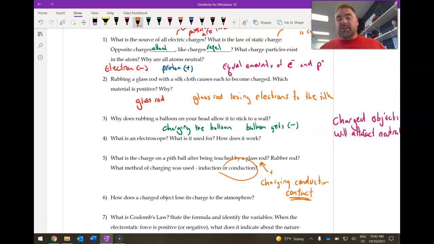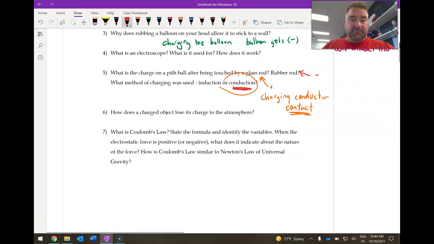So initially the glass rod is positive, and it'll share that positive charge. It'll suck some of the negatives off of the pith ball, and they'll both become positively charged. If it's a rubber rod, that rubber rod is negatively charged, and so it will share some of its negatives with the pith ball, and so the pith ball will become negatively charged. And again, this is by conduction, so they have to be in contact.